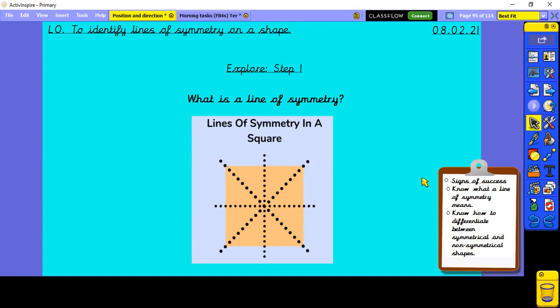Okay, now we're going to start our explore phase step 1. I've got a question for you with a picture. My question is, what is a line of symmetry? You can look at this shape and think about these lines and why these lines are showing symmetry. Pause the video if you'd like to look at the photo for a bit longer. And if you think you know what a line of symmetry is, that's great, and we'll look together on the next slide.